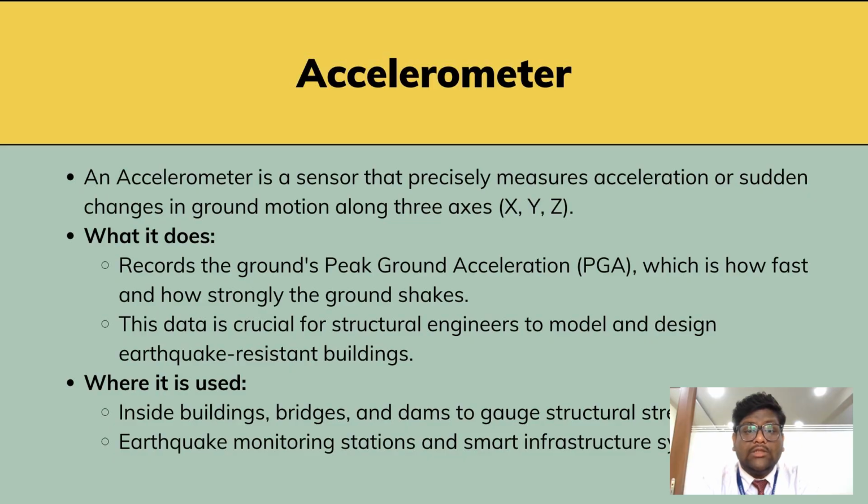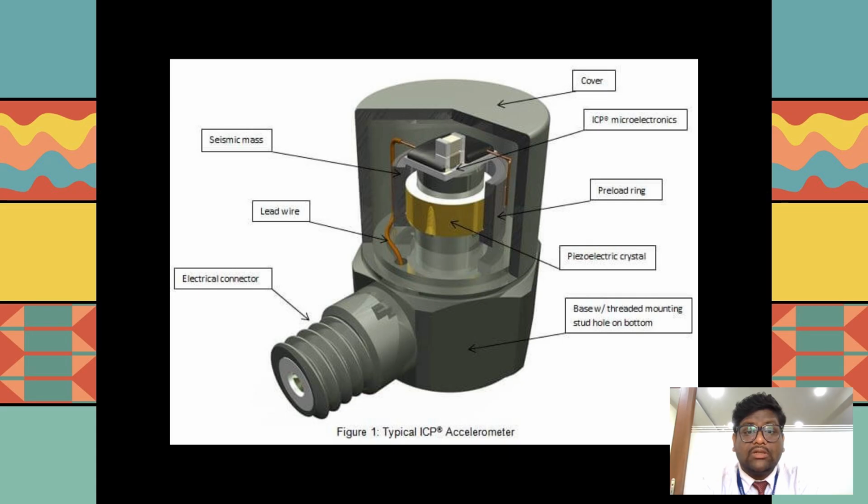Another important instrument is the accelerometer. An accelerometer is a sensor that measures sudden changes in ground motion along three axes. It records peak ground acceleration, which tells us how fast and how strongly the ground is shaking. This data is crucial for structural engineering to design earthquake-resistant buildings. Accelerometers are commonly installed in buildings, bridges, dams, and earthquake monitoring stations.